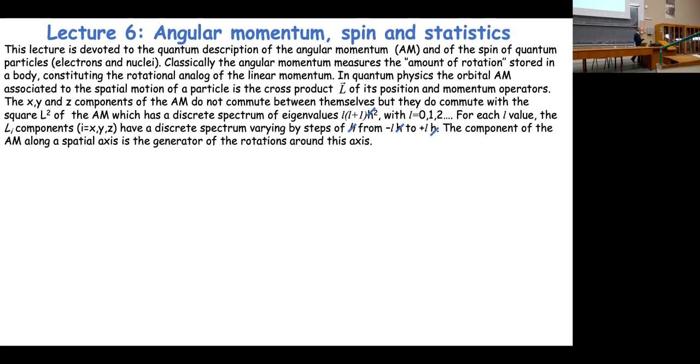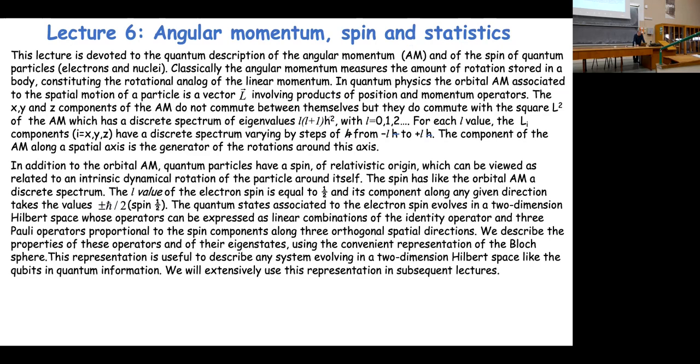And this was known already by Bohr because it was the basis of his quantization of the circular motion of the electron around the nucleus. But now we will understand that more deeply by going into the modern theory of the angular momentum in physics. What is particularly interesting is that on top of the orbital momentum, elementary particles, the electron or the proton or nuclei in general, have an intrinsic angular momentum.